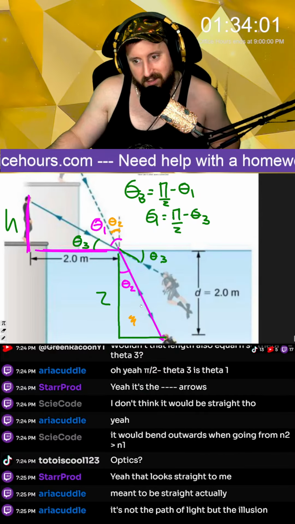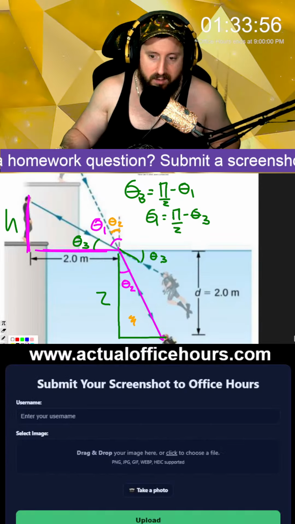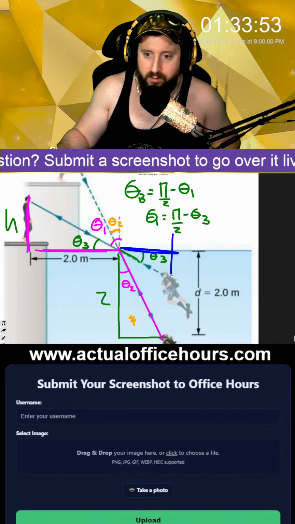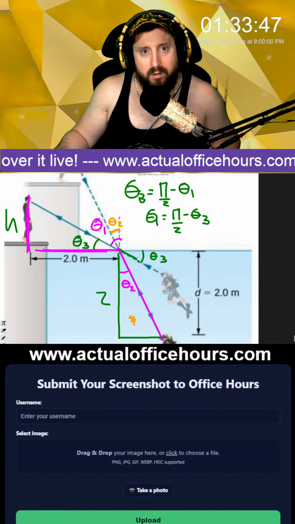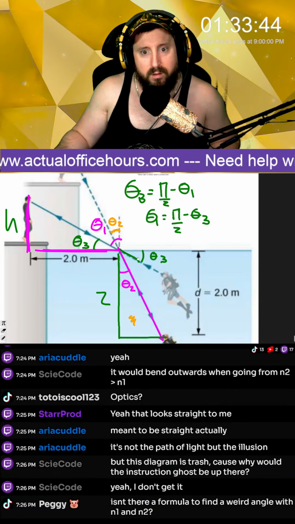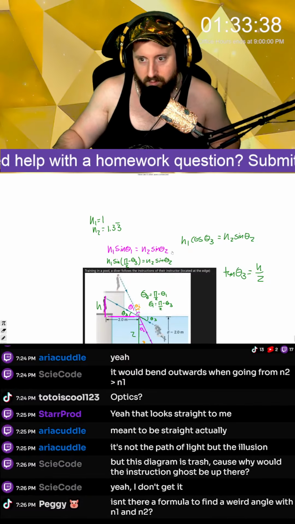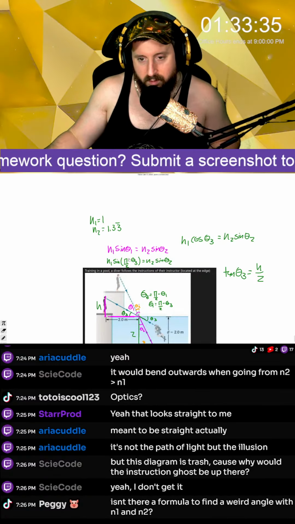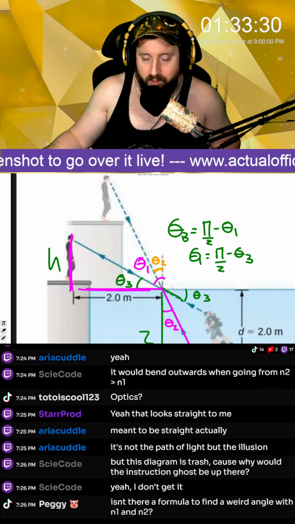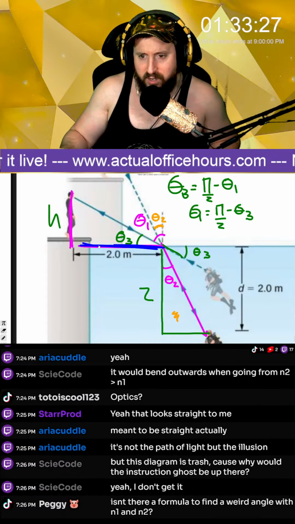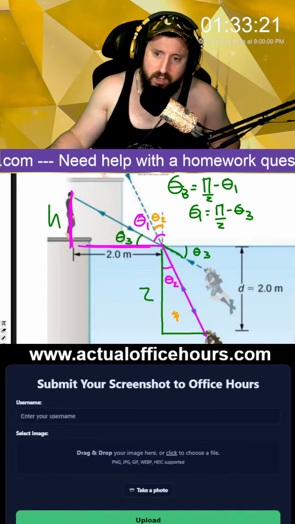The issue is I still only have one leg. I don't know how far this person is from the... Isn't there a formula to find a weird angle with N1 and N2? I mean, yeah, there's Snell's law. But I'm not given any of the angles, right? I'm not given theta 1. I'm not given theta 2. All I'm given is that this is 2 meters and this is 2 meters. So I'm given two separate sides of two separate triangles.